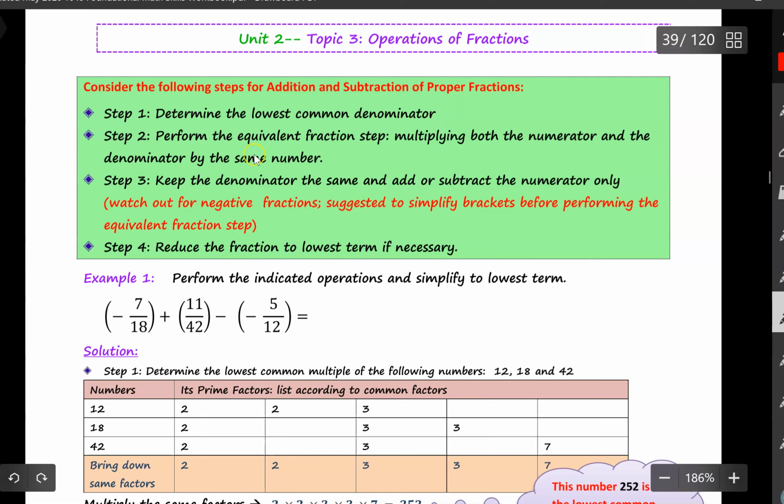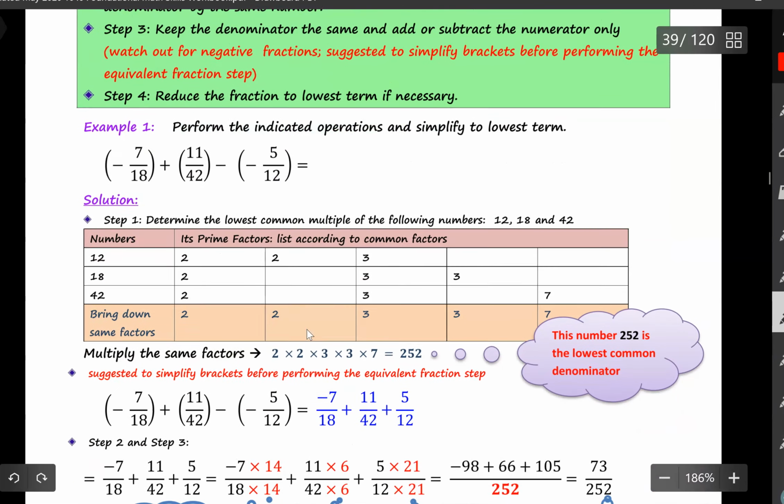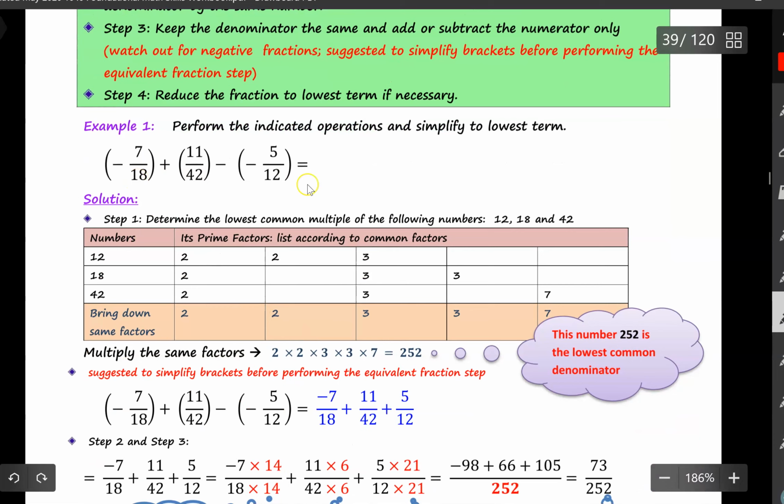And for finding the lowest common denominator, we have to apply that concept of finding the lowest common multiple. So the lowest common multiple now turns into the lowest common denominator. Okay, so you see right here we have 18, 42, and 12. So ignore all of these signs for now. We will take care of that in a minute.